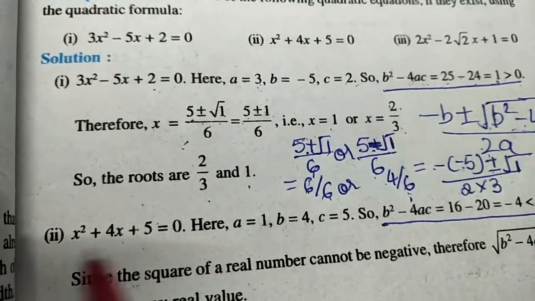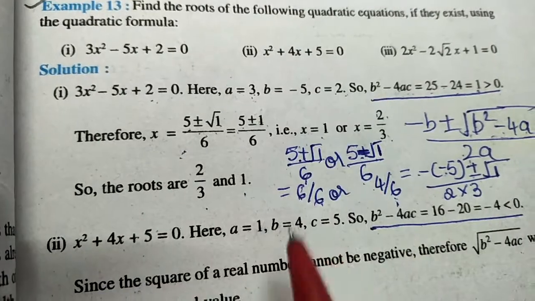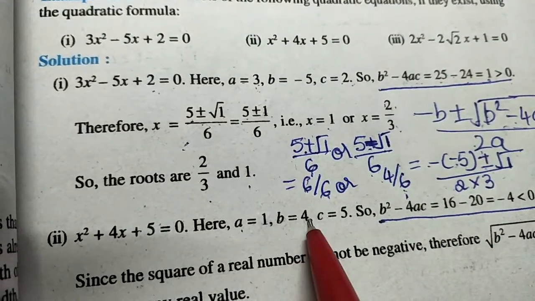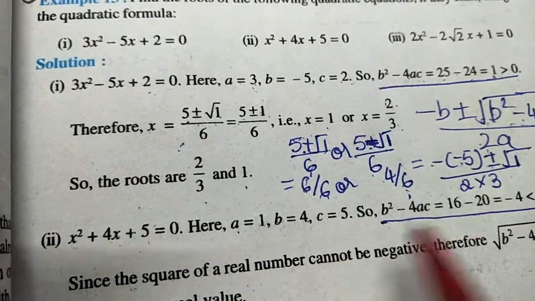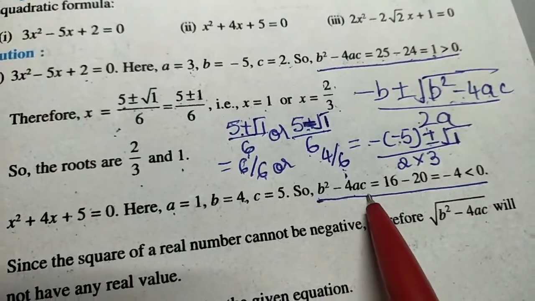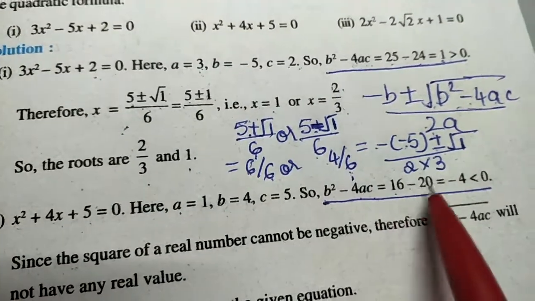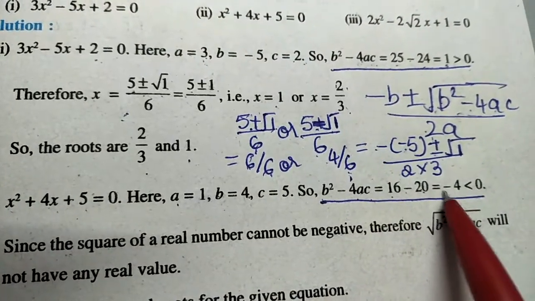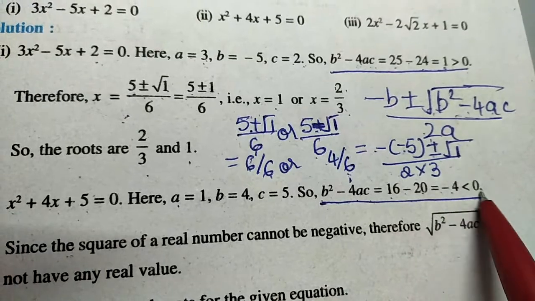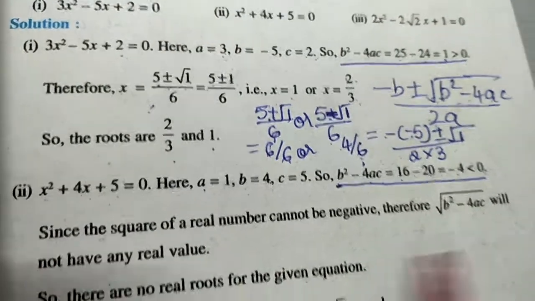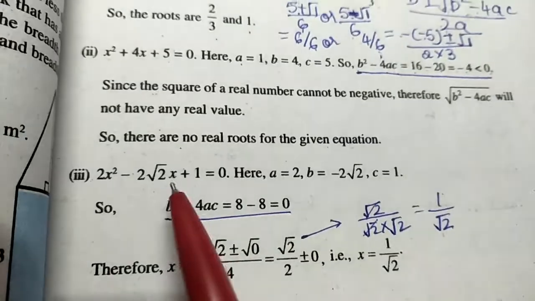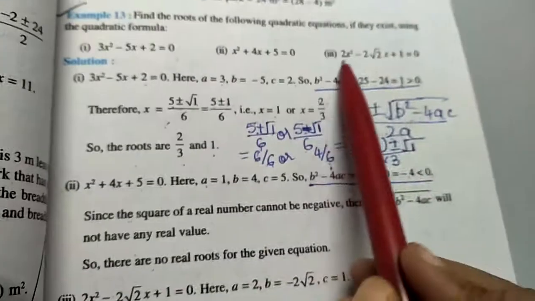Now we go to the next quadratic equation, that is this. Now in this quadratic equation, a is equal to 1, b is equal to 4 and c is equal to 5. So b square minus 4ac, you will have 16 minus 20. Now this is equal to minus 4. Now minus 4 is less than 0, so there will be no roots here. So you can't find the roots.